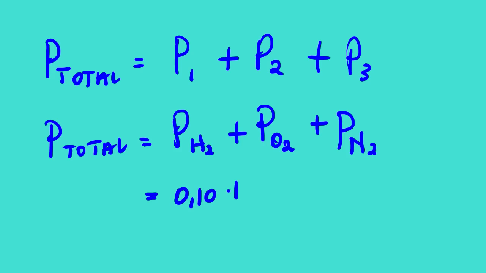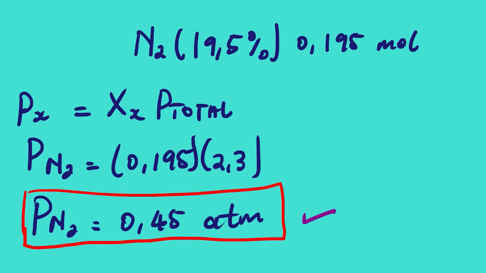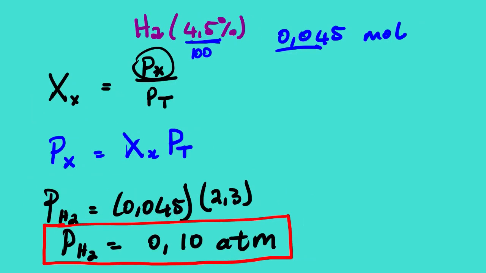So 0.10 plus 1.75 plus 0.45. You'll see that this indeed equals 2.30 atm, which equals the total pressure. So the correct answers are the ones that we've calculated: 0.45 for nitrogen, 1.75 for oxygen, and 0.10 for hydrogen. I hope you got this one correct.